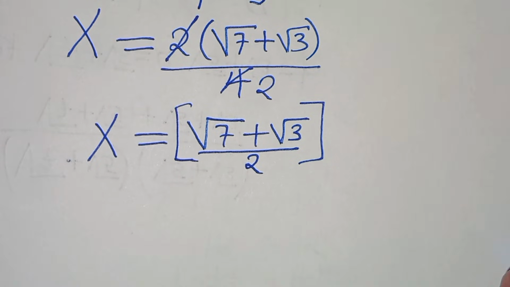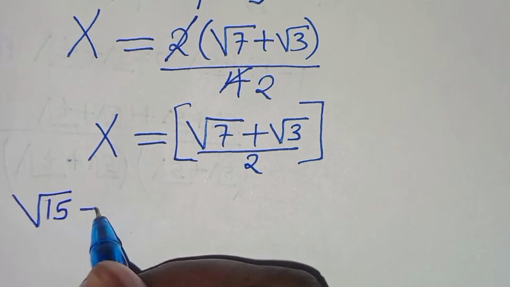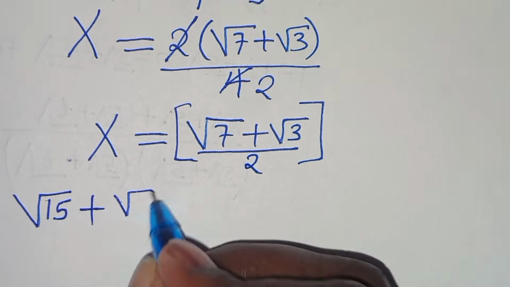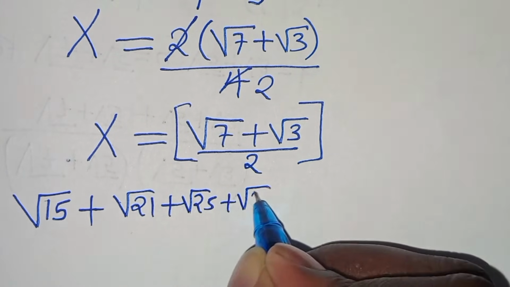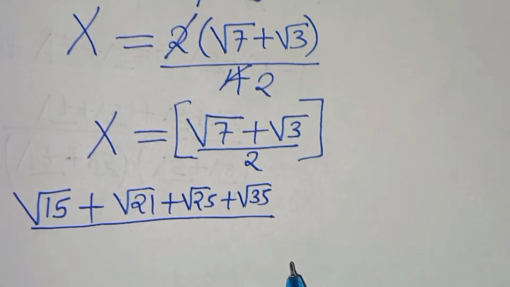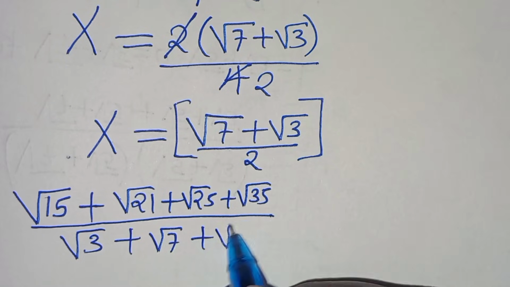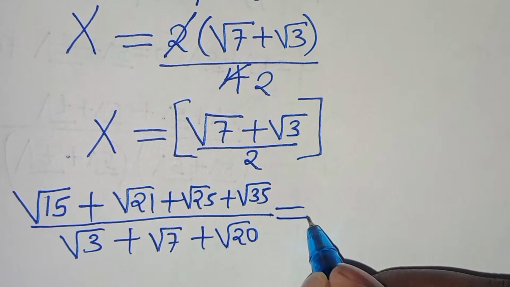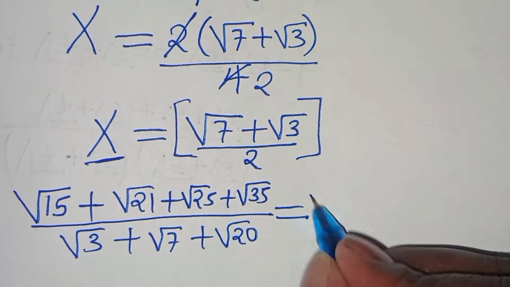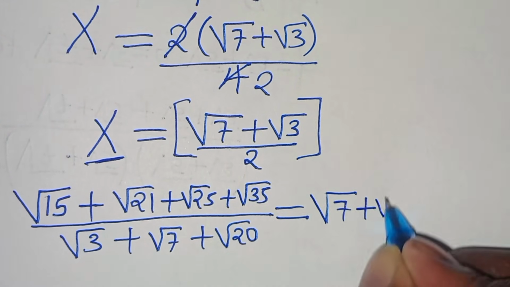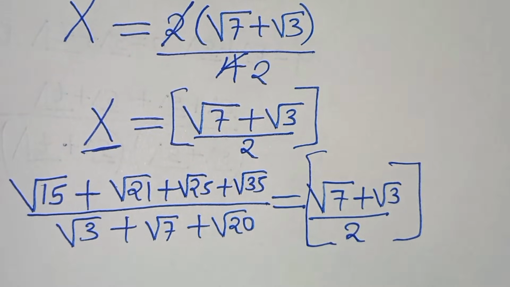And the value of x here, if you recall, we have that square root of 15 plus square root of 21 plus square root of 25 plus square root of 35 divided by square root of 3 plus square root of 7 plus square root of 20. This is what we have as x. And this means that the solution to this is square root of 7 plus square root of 3 divided by 2. This is the solution to this radical square root math problem.